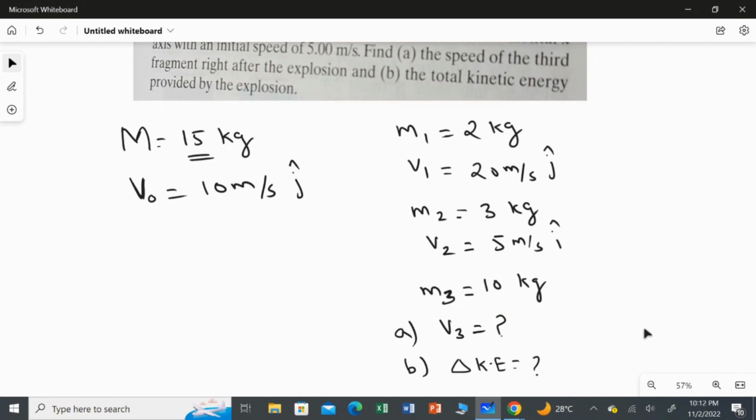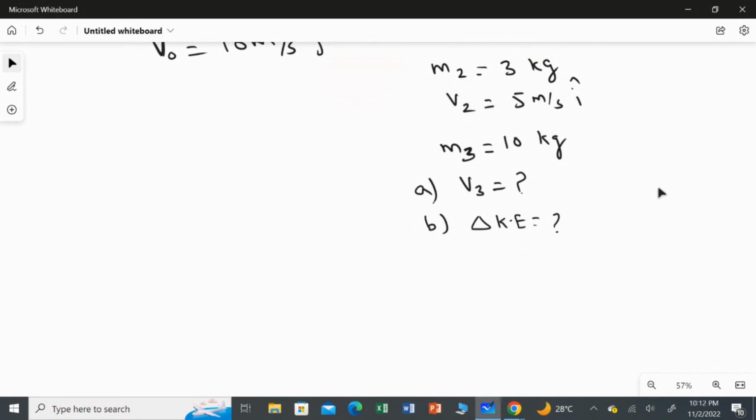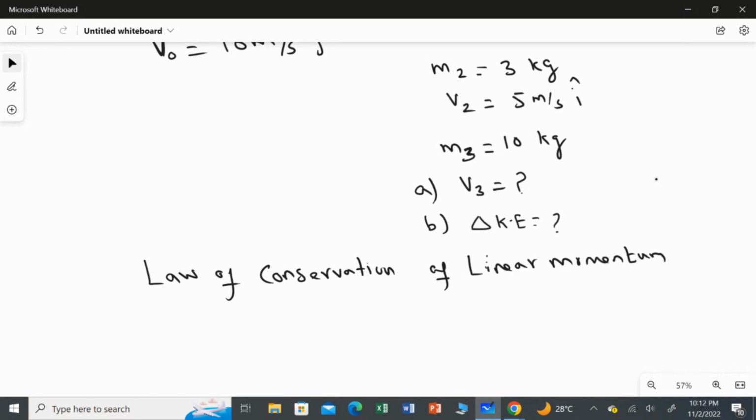Okay, now I'm going to write the rule. What is the rule? Law of conservation of linear momentum. What is the law of conservation of linear momentum? Initial momentum is equal to the final momentum. Am I right? So the law of conservation of linear momentum: momentum initial is equal to momentum final.